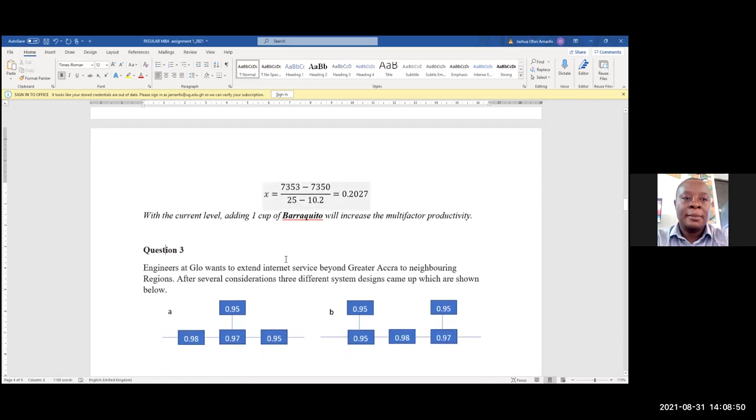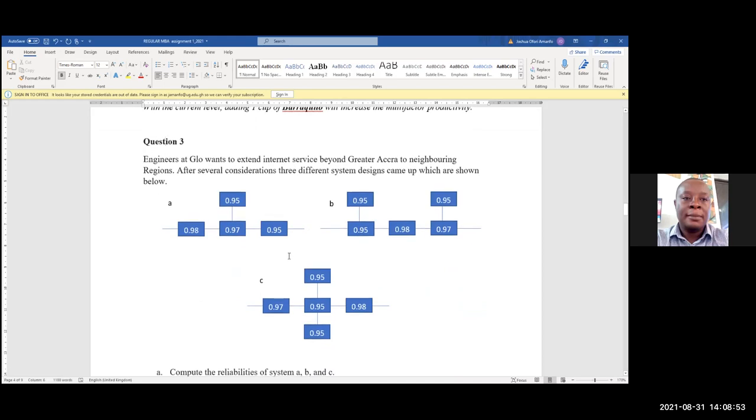Okay, so question three is about reliability. We have about 25 minutes. Let's look at question three. It's on reliability. And we have three designs here, and we want to choose one. So engineers at GLO want to extend internet service beyond Greater Accra to neighboring regions. After several considerations, three different system designs came up, which are shown below. You have system A, which has a backup on the second component, 0.97. We have system B, which has two backups, the first component and the third component.